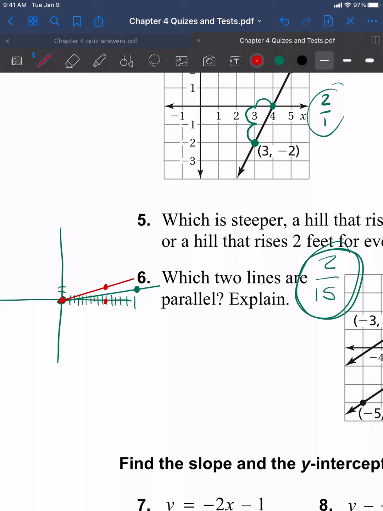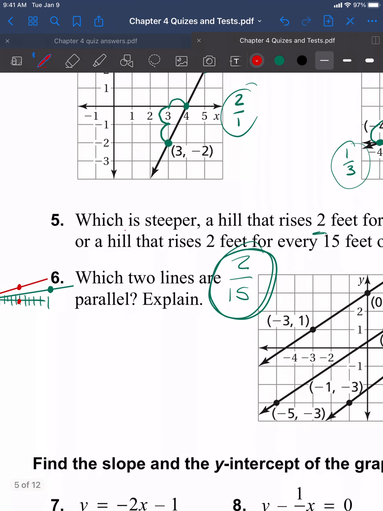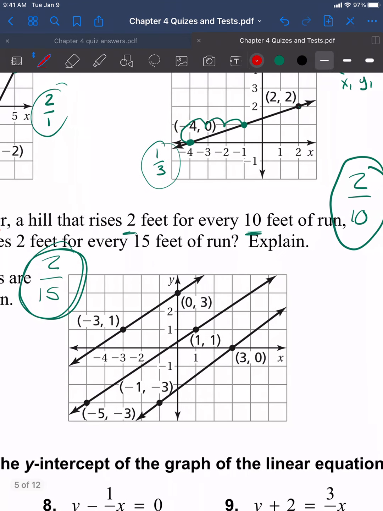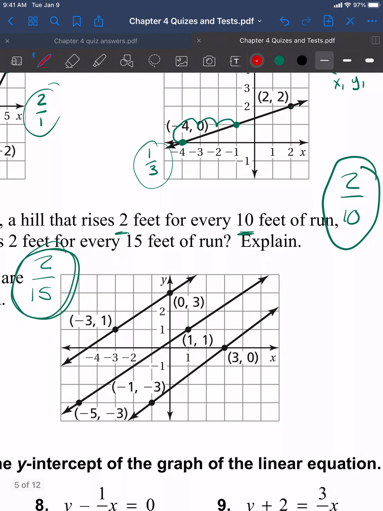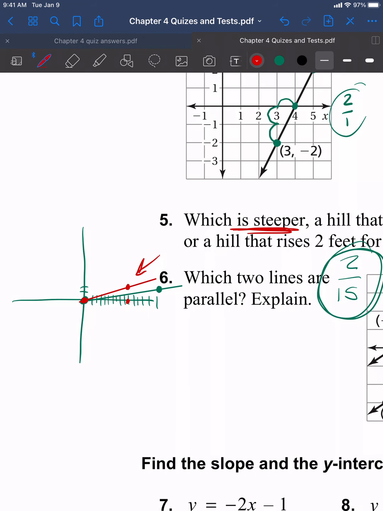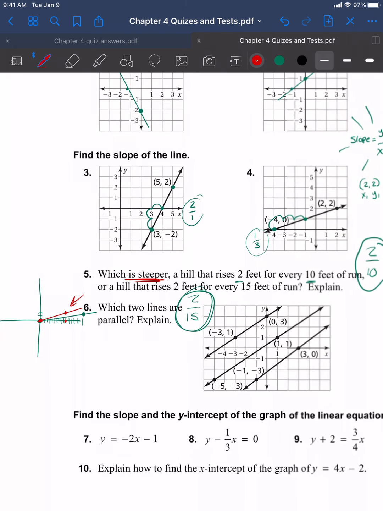Who is steeper? Oh, I thought we were going on not steeper. No, it wants to know which is steeper. So remember, if the run is a bigger number, it's usually going to be a pretty gradual slope, okay? So if I was going in a wheelchair down these ramps, I would definitely have more speed going down this one than I would down the green one, right? Okay. Wheelchair racing. So which one is more steep?